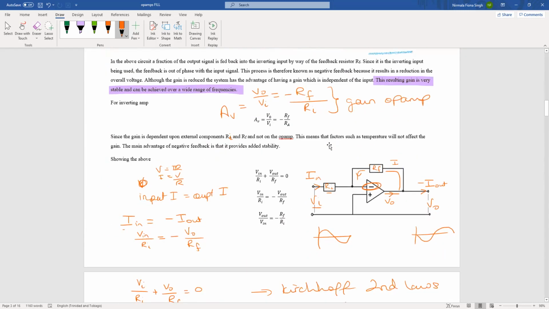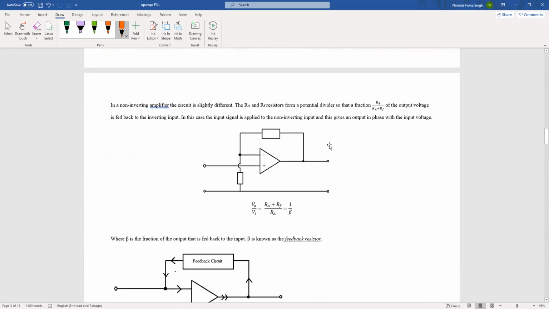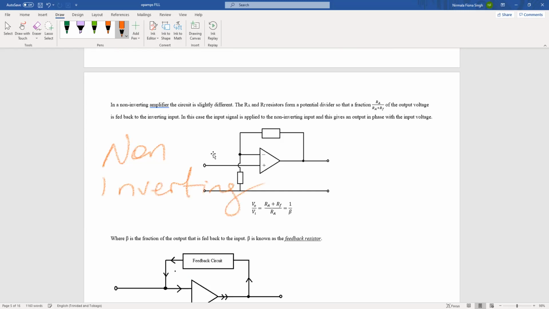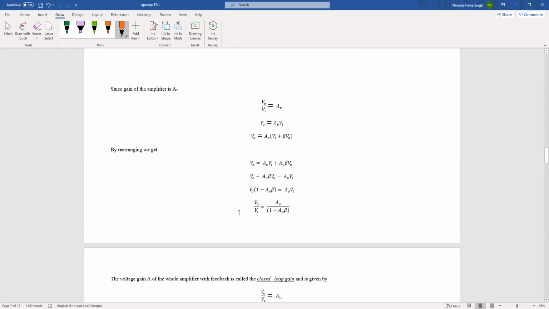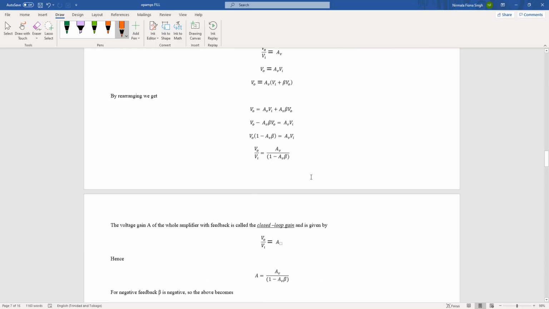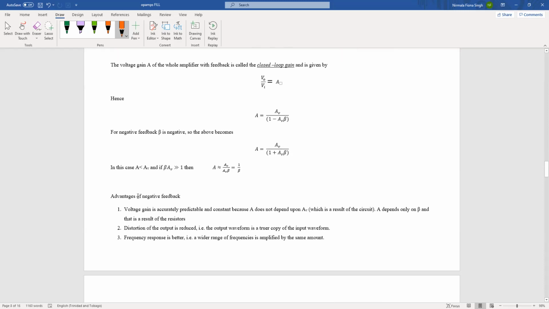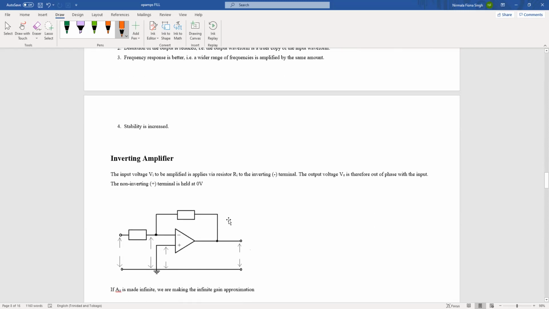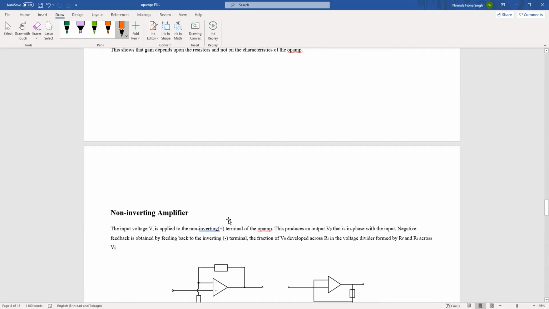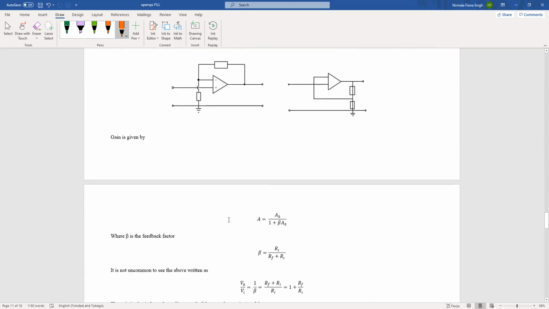Next day, what we're going to be doing, if we just scroll through, is look at non-inverting amplifiers and feedback. So this is a non-inverting amplifier. Then we're going to go through how to find the gain in a non-inverting amplifier. So please revise your Kirchhoff laws. Again, it's just Kirchhoff laws and V equals IR we're looking at here. Then we go into the advantages of feedback, which we just did. We're going to go into full amplifying, inverting amplifiers and non-inverting amplifiers. And that should take us the next day.